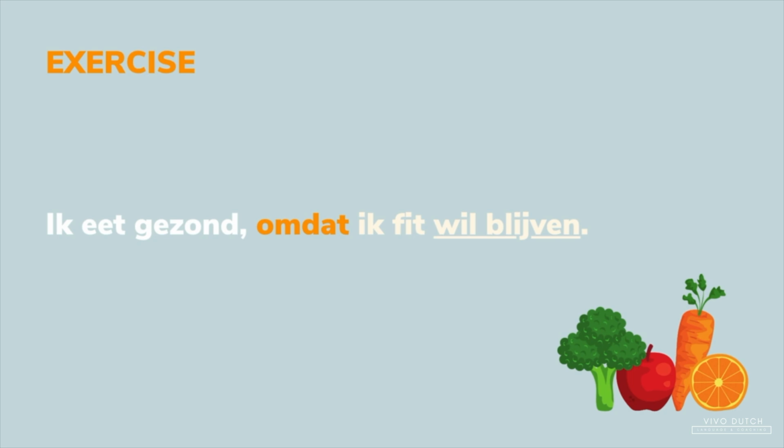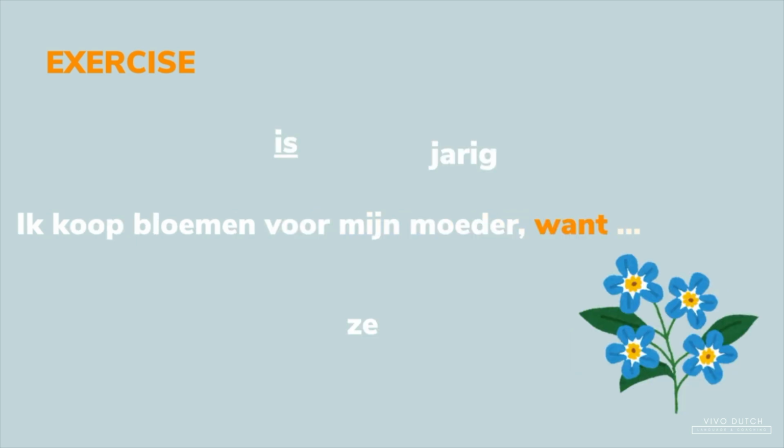Ik koop bloemen voor mijn moeder, want... Ik koop bloemen voor mijn moeder, want ze is jarig. Want is a main clause conjunction, it's not a verb kicker, so just the regular order. Ze is jarig. Subject, verb, rest.